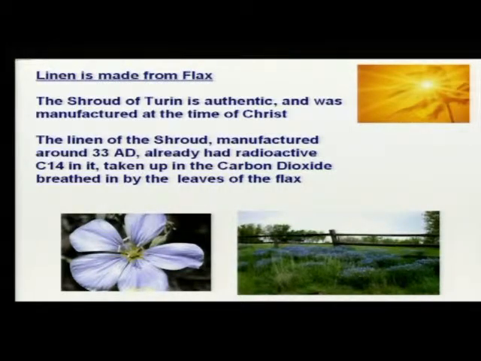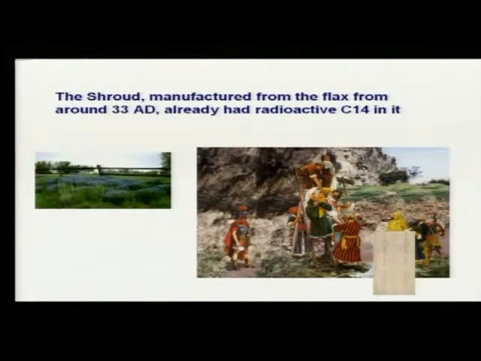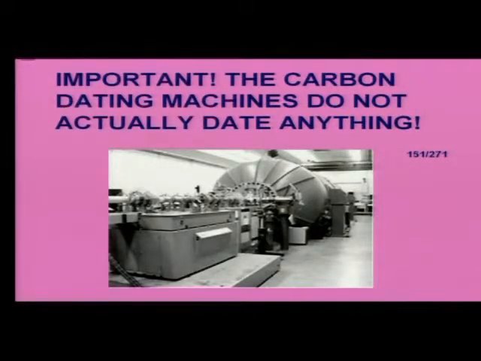The Shroud of Turin is authentic and was manufactured at the time of Christ. And the linen in the shroud, manufactured around 33 AD, already had radioactive C14 in it because it's made from flax, which is plants, which has got radioactive C14 in it. So the shroud from the time of Christ had radioactive C14 in it. Now, this is very important.